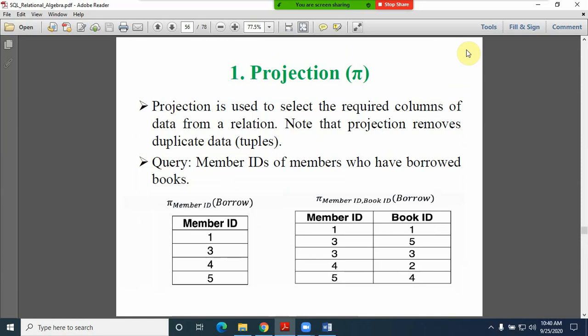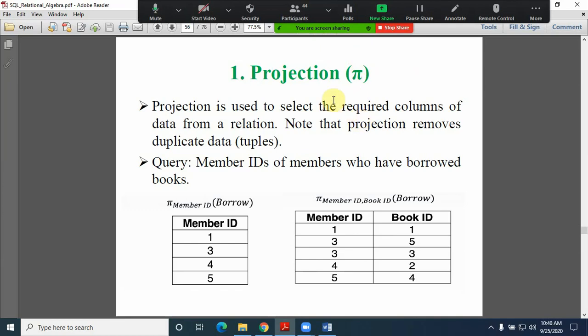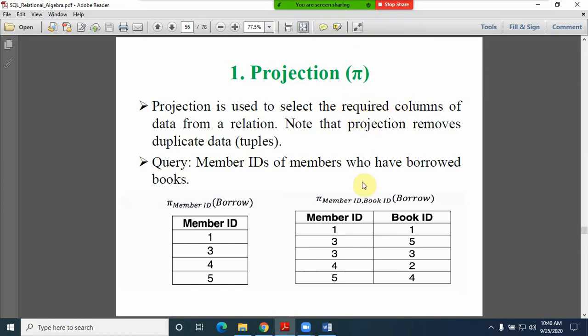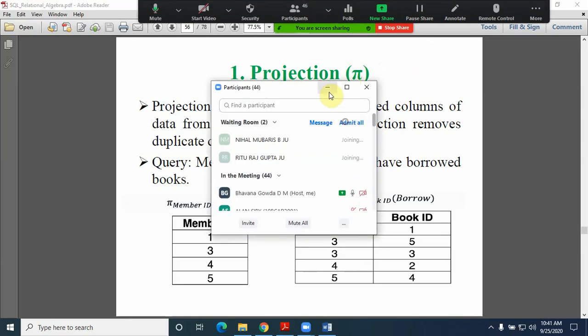Projection is the first operation, friends, which is represented by the symbol pi. Projection is used to select the required columns of the data from a relation. Required columns, the columns which are required by us, specific columns, not all the columns. Note that projection removes the duplicate data. Okay, we have to identify that.